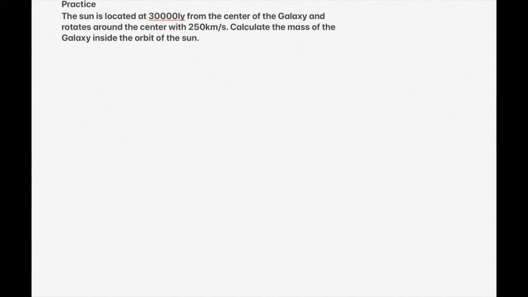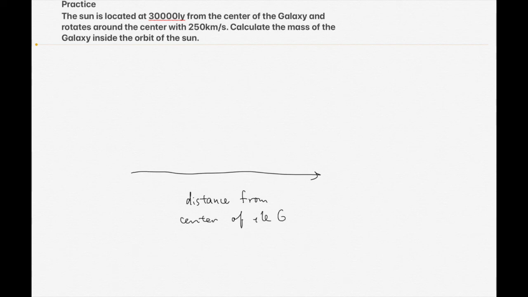I'd like to mention the rotation speed of stars around the center of galaxies. In this case, the horizontal line is the distance from the center of the galaxy, and the vertical line is the orbital speed, v. The unit is kilometers per second. And the horizontal axis is in units of 1,000 light years.